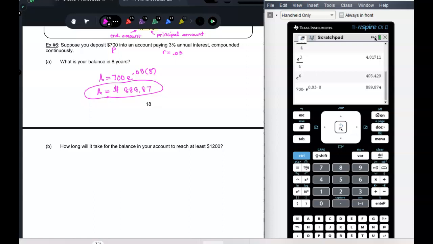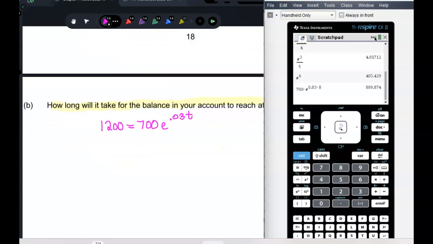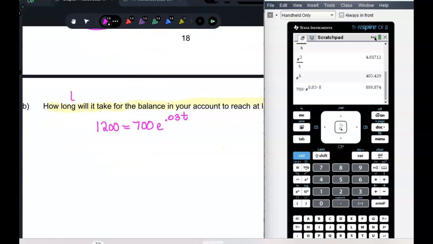Okay, so the next question: how long will it take to get $1,200? This time I did the same. No, you didn't. You did 0.08 instead of 0.03, so it's 3% interest, not 8%. Okay, so I'm still starting with my 700 amount, but this time it says how long.